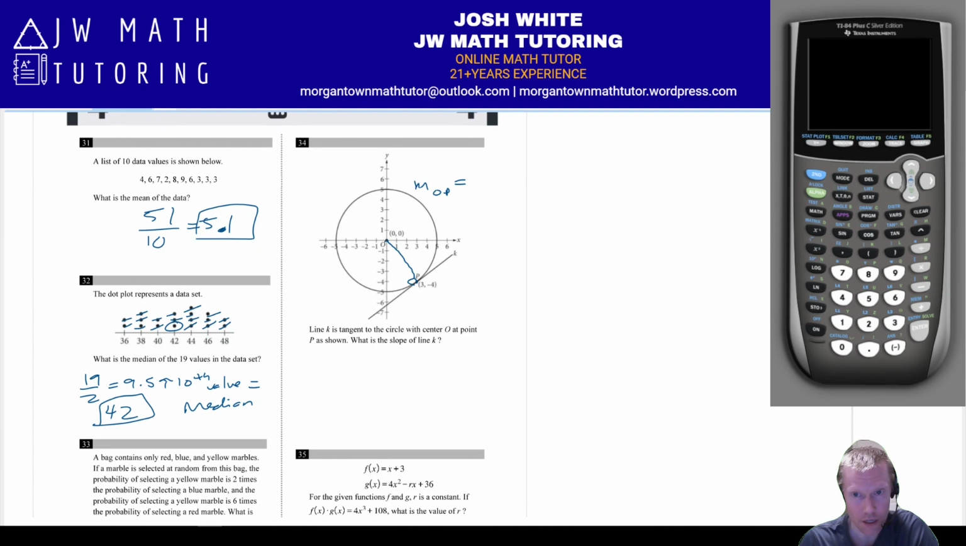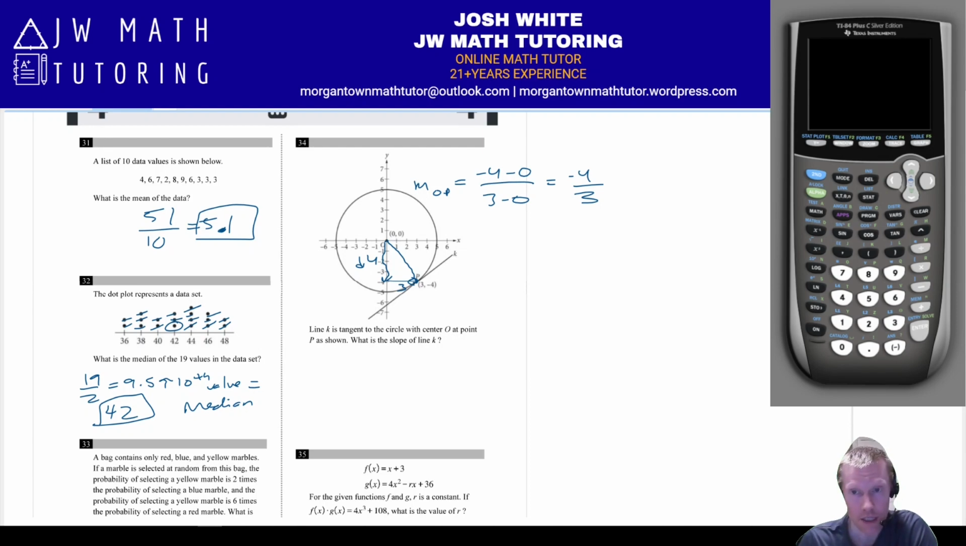So the slope of OP, you could count it out. You could also use the formula. So I'm just going to do -4 minus 0, subtracting the y's, and then 3 minus 0, subtracting the x's. So it's -4 over 3. And that matches, it's going downhill, has a negative slope. Again, you could also count it out. You could say, okay, I go down 4, and I go to the right 3, which would be -4 over 3.